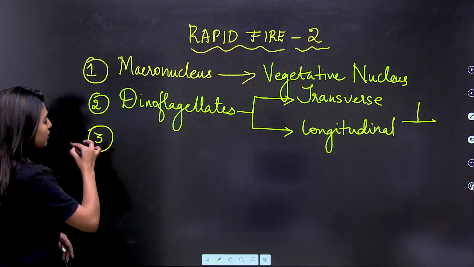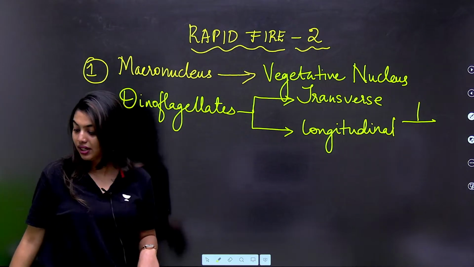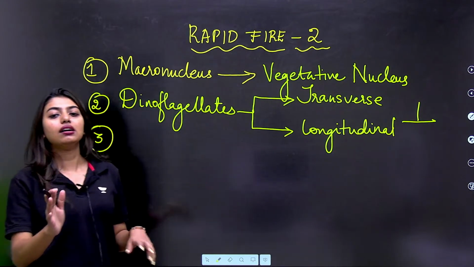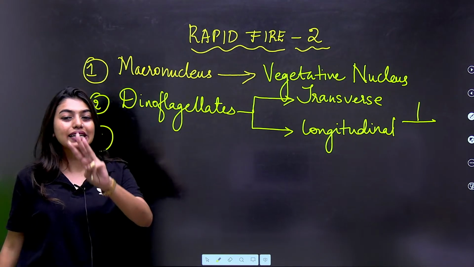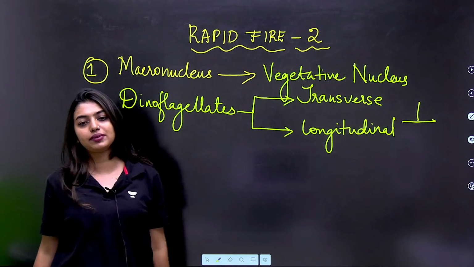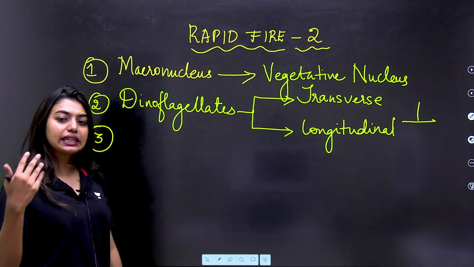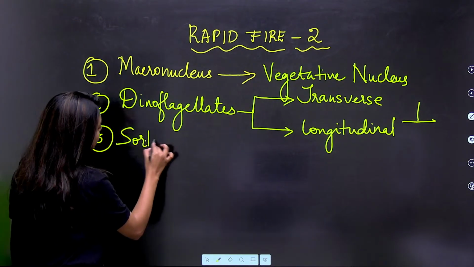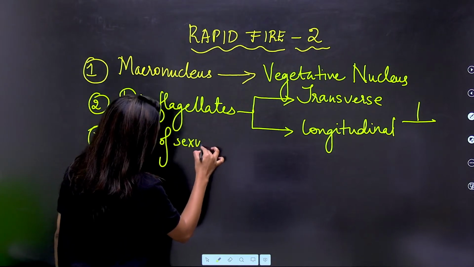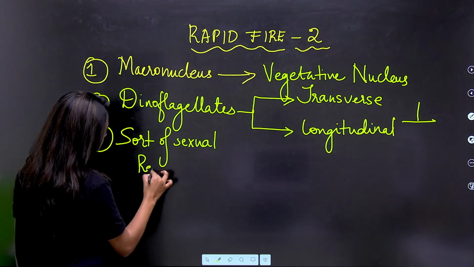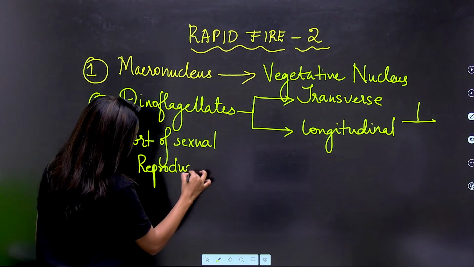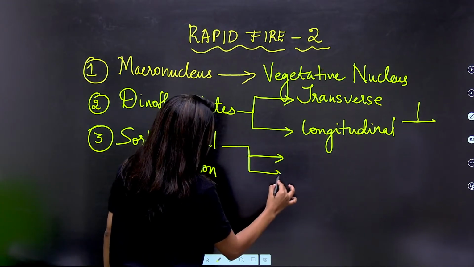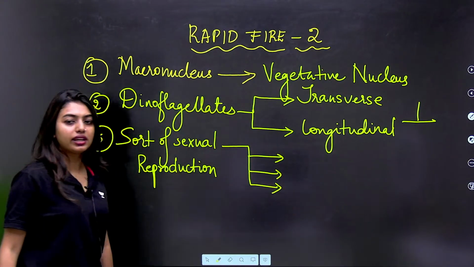Okay. Third question. Let me think. I'm going to ask from everywhere. What are the three types of sexual reproduction that you studied in bacteria? Sexual reproduction in bacteria is of three types, right? What are they?